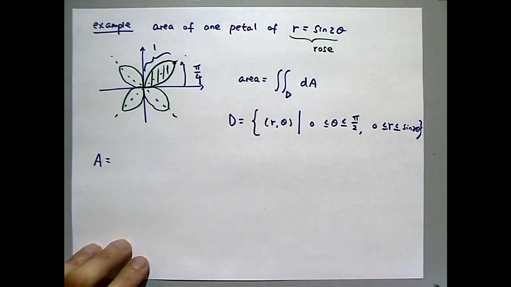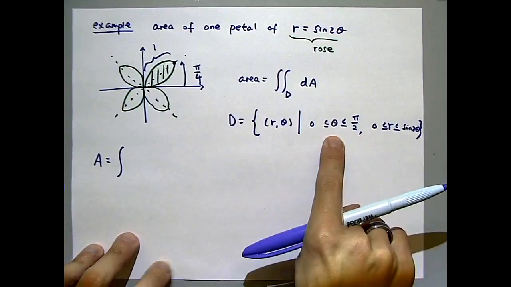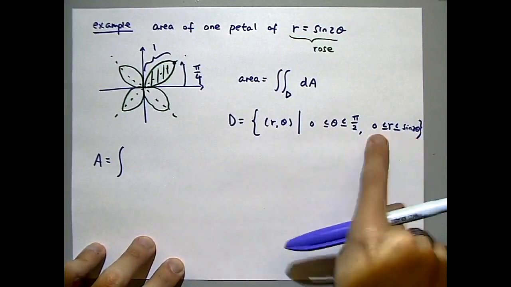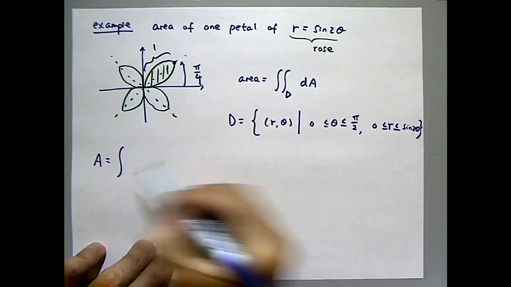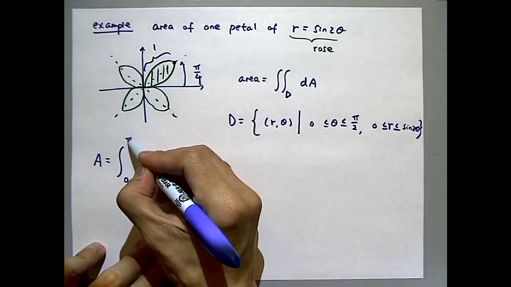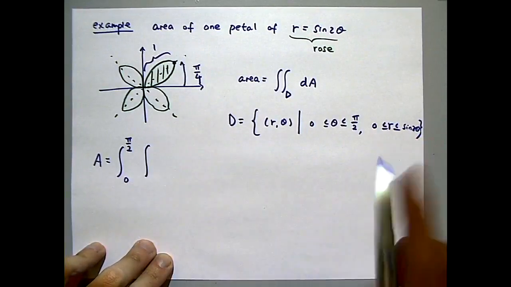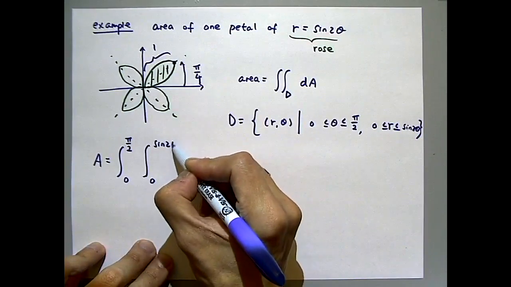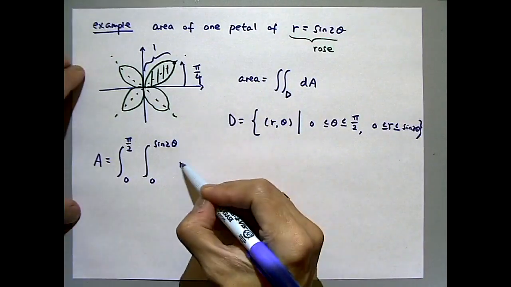All right, so the area is going to be both of these. Well, let's see. This is constant bounded, so that's going to happen last. This one is not bounded by constant, so that one's going to go first. So we're going to have to go 0 to pi over 2, 0 to sine of 2 theta. And what's dA? R dr d theta, yep.